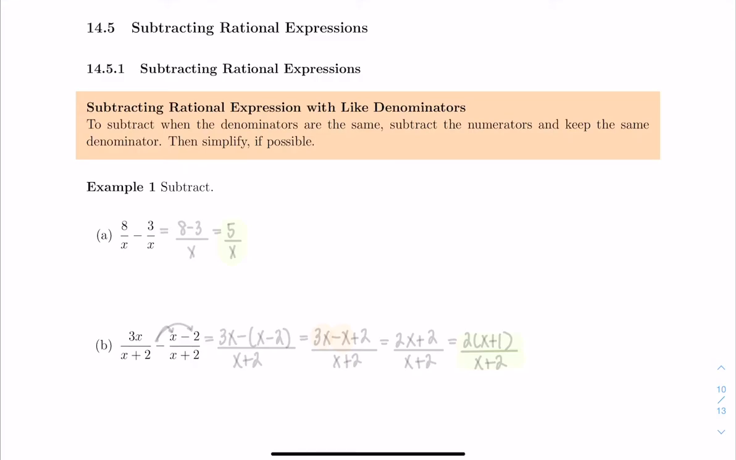Section 14.5 is on subtracting rational expressions. To subtract when the denominators are the same, we just subtract the numerators and keep the same denominator, and then simplify if possible.